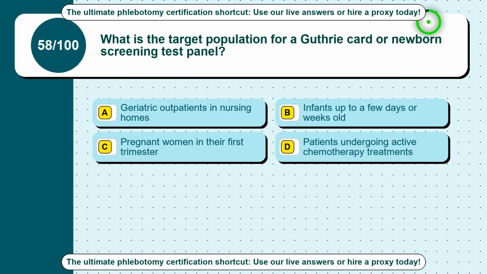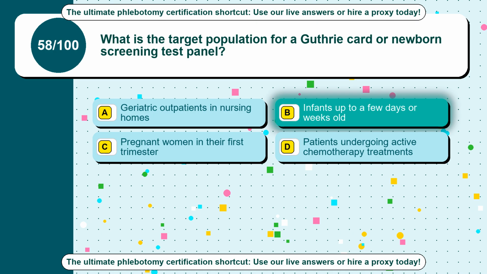Question 58. What is the target population for a Guthrie card or newborn screening test panel? Option A, geriatric outpatients in nursing homes. Option B, infants up to a few days or weeks old. Option C, pregnant women in their first trimester. Option D, patients undergoing active chemotherapy treatments. The correct answer is option B, infants up to a few days or weeks old.